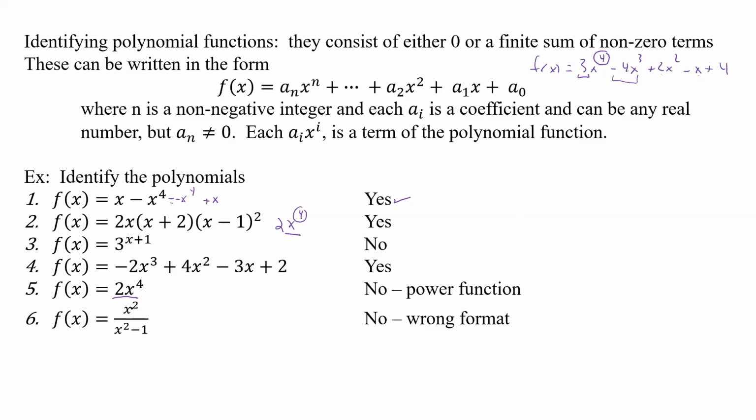And this one here, x squared over x squared minus 1, well, that's not, because it doesn't fit the format that we're looking at. And so that's not going to be a polynomial, nor is it going to be a power function either.